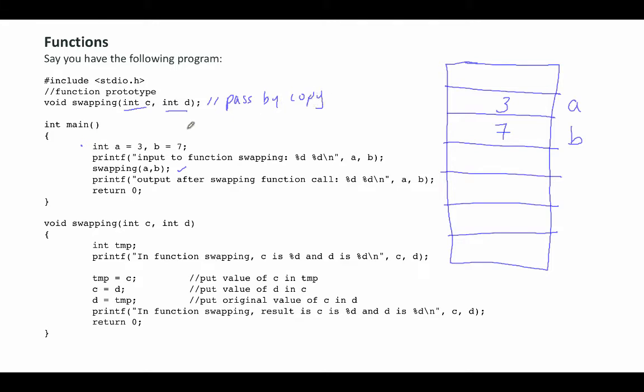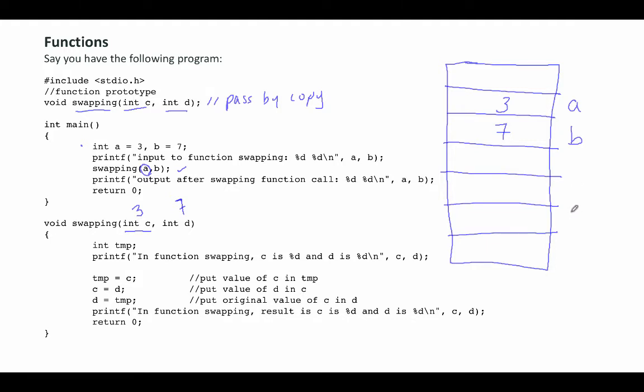So what happens is when this function swapping gets called, which here's the function call right here, c is going to get declared and assigned the value that comes in. So if a is being passed to swapping, what's actually getting passed is a 3. So this is just like saying int c equals 3, and what's getting passed here is a 7, so this is just like saying int d equals 7.